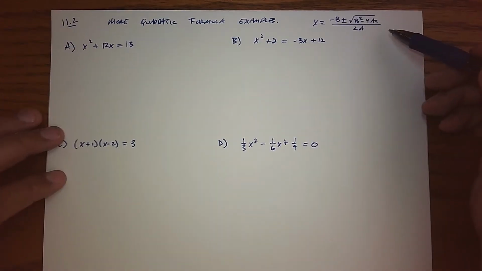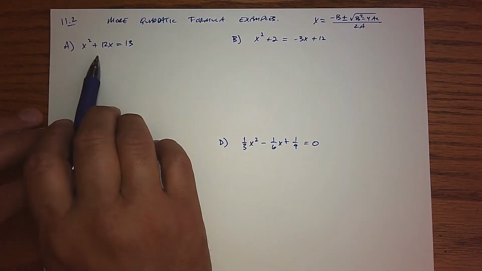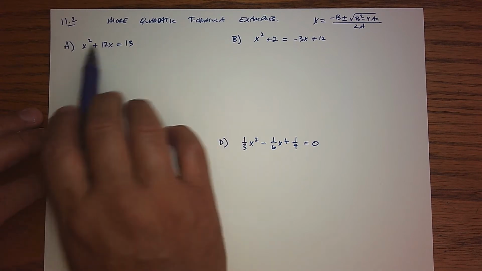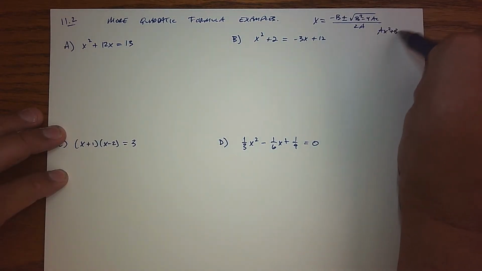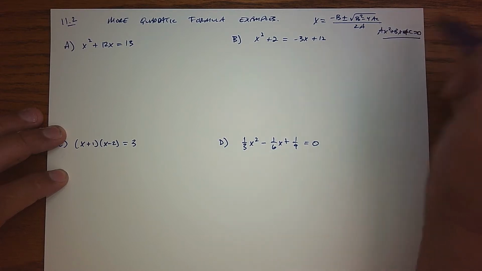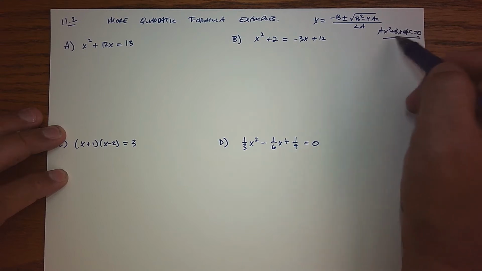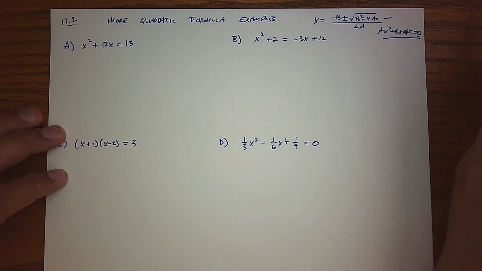All right, and when you look at these, this one is really not in the form that we need, because to build this formula we had the polynomial set equal to 0. So it's a lot like factoring. We set things equal to 0 and we factor. Same thing with the quadratic formula.